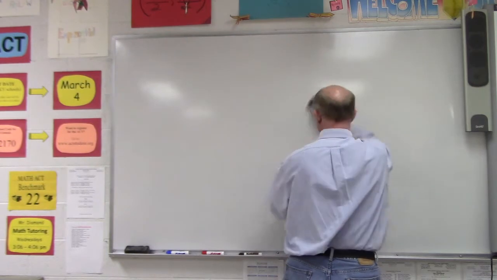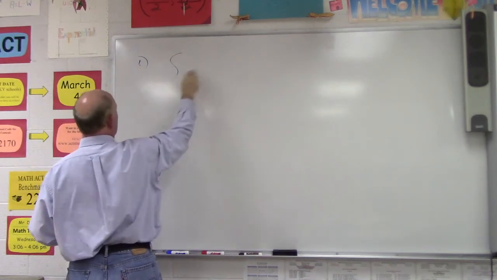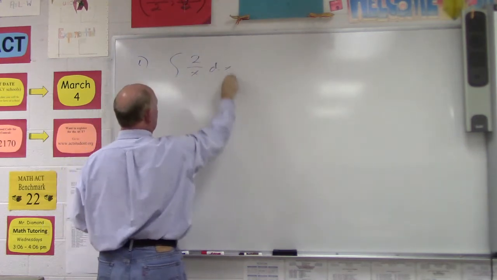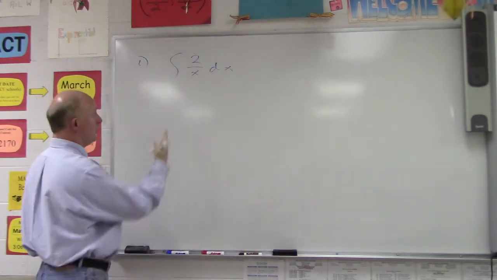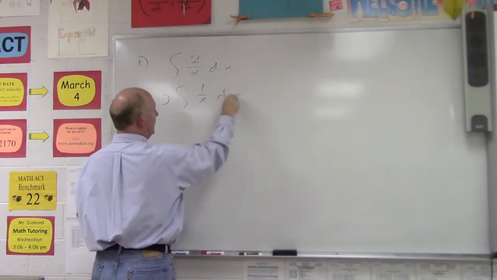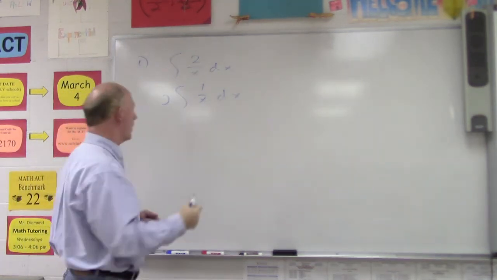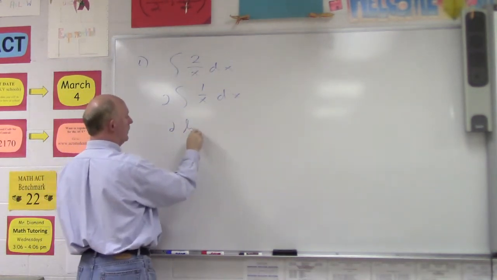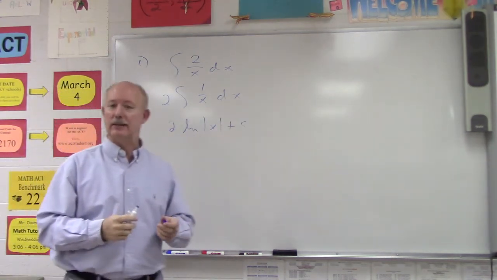Number 1, let's start off with an easy example. Let's do 2 over x dx. First thing I want to do is just pull that 2 off. It'll be 2 times the integral of 1 over x dx. Now the antiderivative of 1 over x is natural log x. So we end up here with 2 natural log absolute value of x plus c. And that's all there is to it.